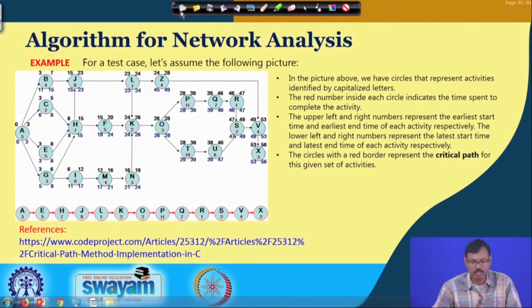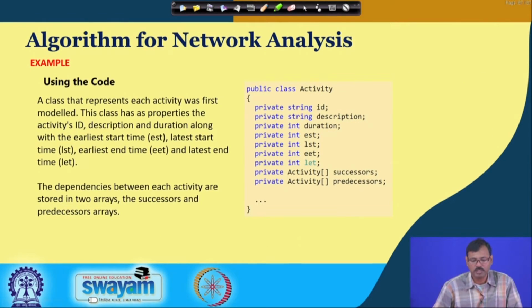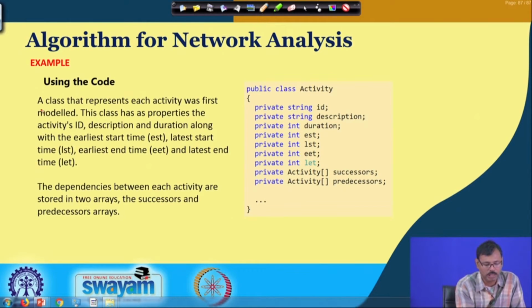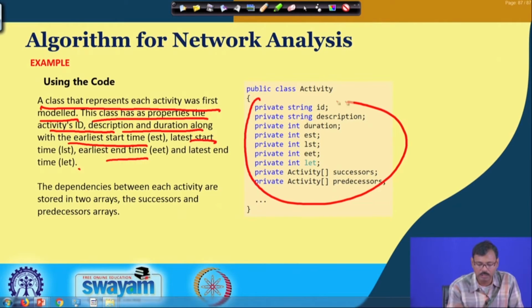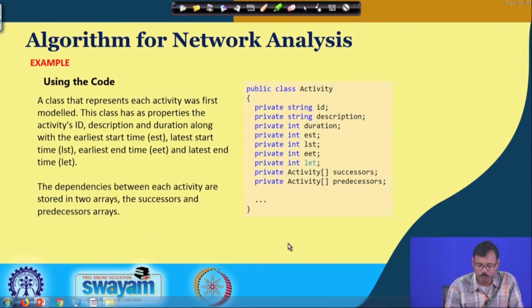So, how have we come out with this critical path by calculating this one? There is one program given in this reference. You can see this reference also. What is the basic of this? First, using code, a class that represents each activity was modeled, and this class has as properties the activity ID, description, duration, early starting time, late starting time, and end time. Activity successors and predecessors are also defined for each activity as two separate arrays. So, this is basically the way the inputs are given.